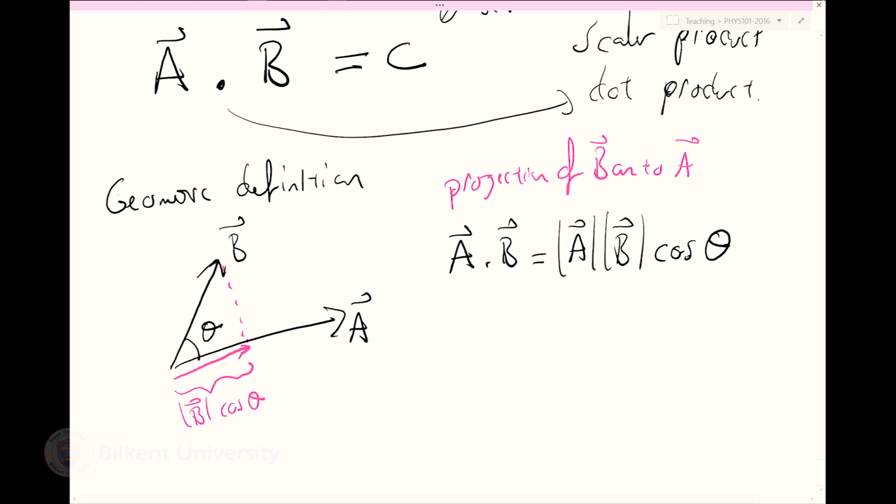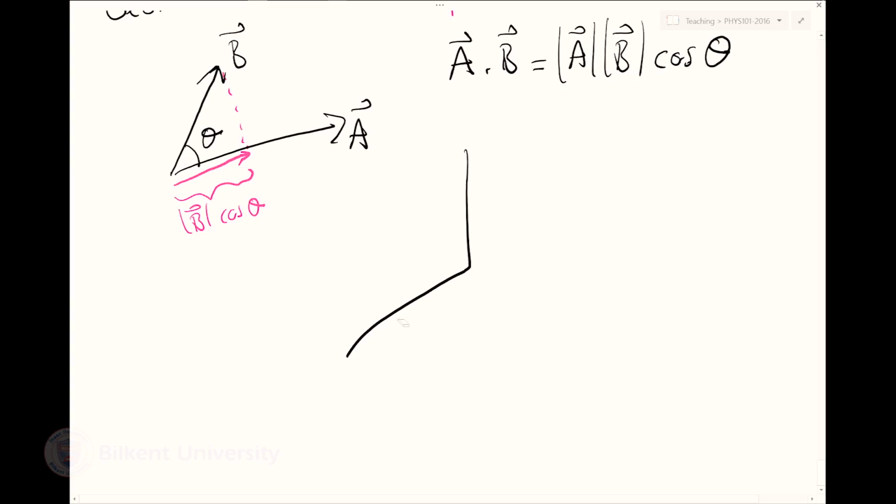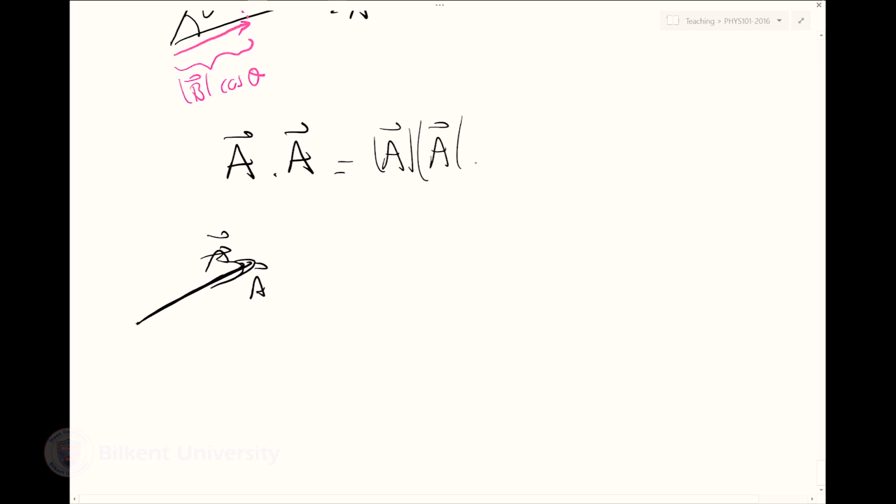Now, how do I define the same dot product in terms of the components? In terms of components, how will I be able to define the dot product? And here is the nice thing. I don't really have to think much about it. Remember, one more thing. What is A dot A? Let's be careful. A dot A. What's the angle between the same vector? A dot A means A magnitude cosine 0, right?